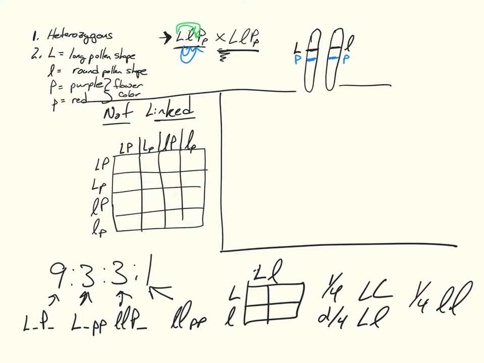Is that okay? So if you knew this ratio here, you wouldn't need to do all this math. But the problem is that these two genes are linked. So then that changes the dynamics of the problem.